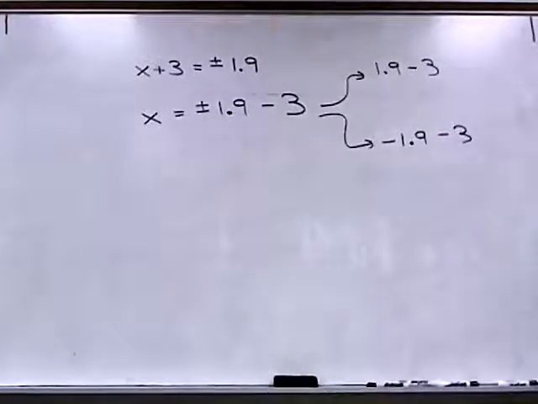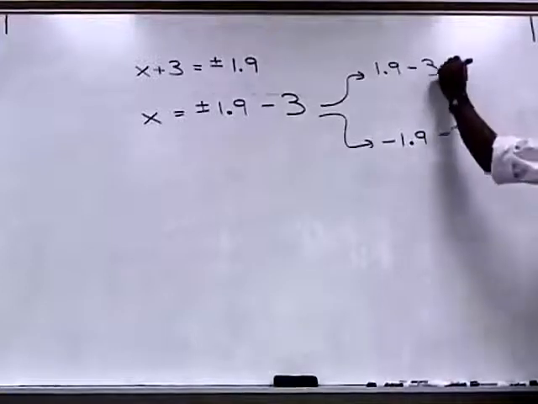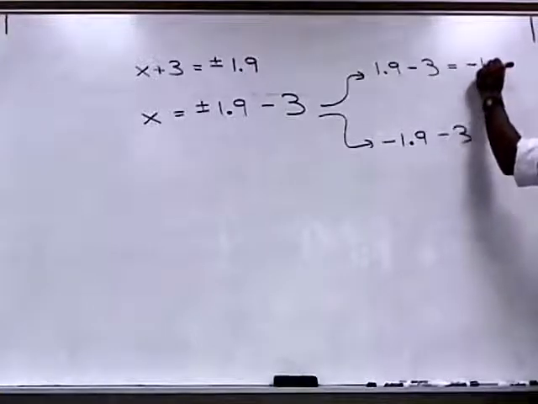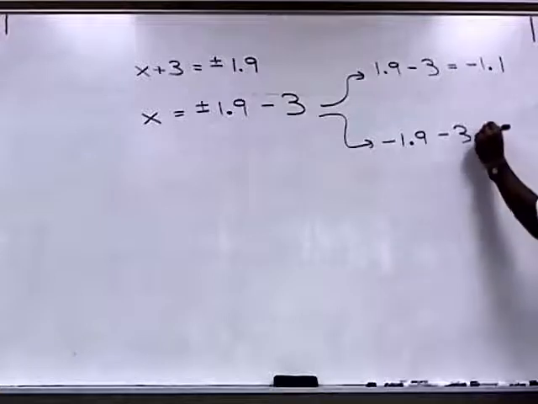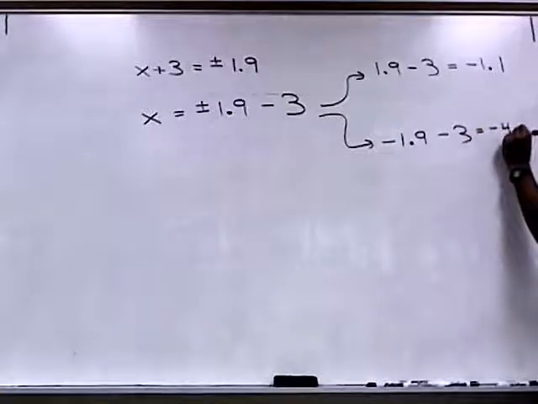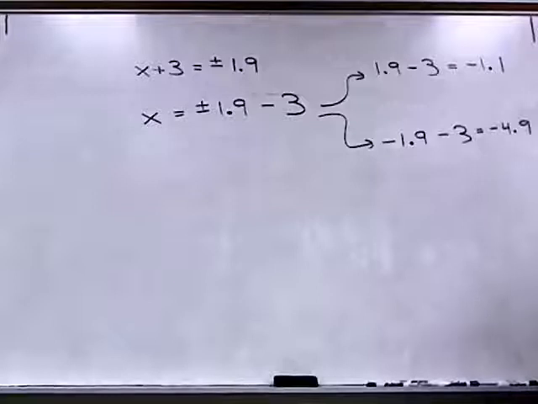The one up top is what? Negative 1.1. And the one on the bottom is negative 4.9? Yes? Okay. Those are my x-intercepts.